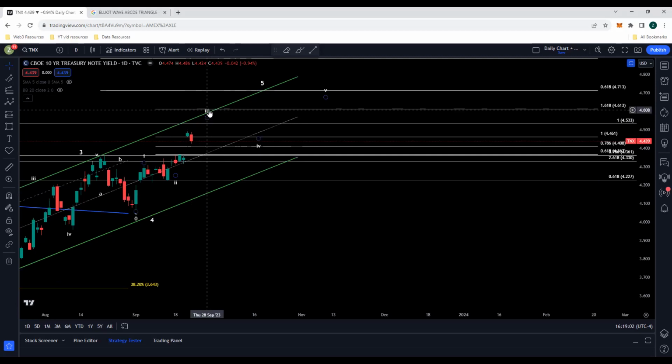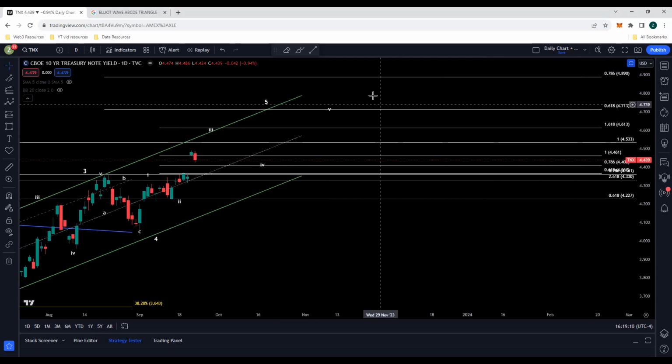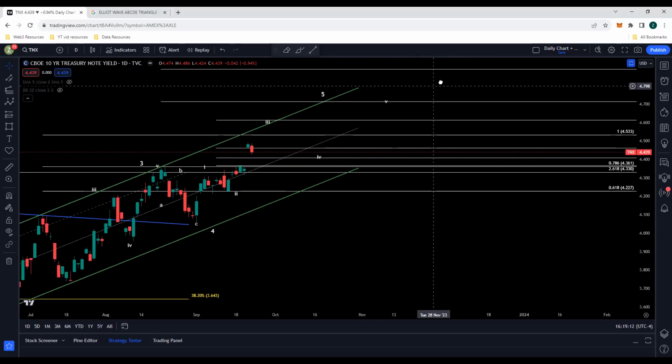4.613 is going to be the target for that, and then we would get our wave 4 pullback, and wave 5 would come up here targeting 4.713, potentially even 4.890, just depending on how high yields want to go.